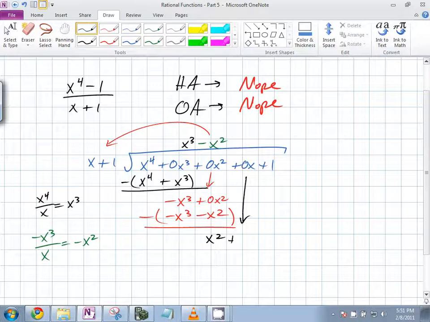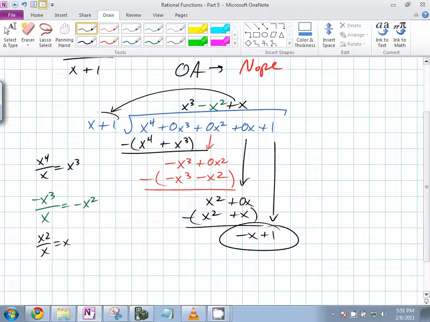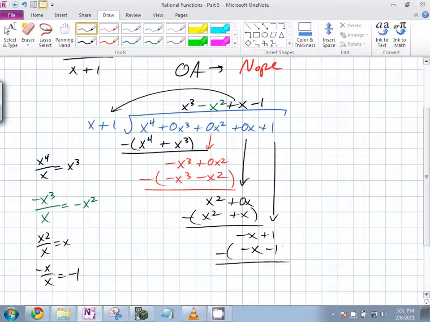We drop down the 0x. We have x squared over x, which is x. And now we multiply again. X times x is x squared. X times 1 is x. We subtract, and we end up with negative x. Drop down the 1, and we keep on going. The degree here is 1, the degree here is 1. So we keep going. So we end up with negative x over x, which is negative 1. Negative 1 times x is negative x, negative 1. We subtract, and we end up with 2.